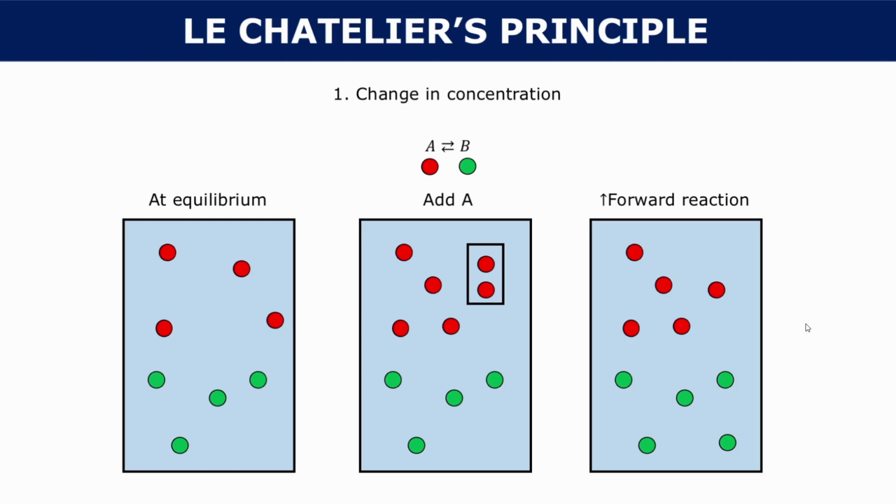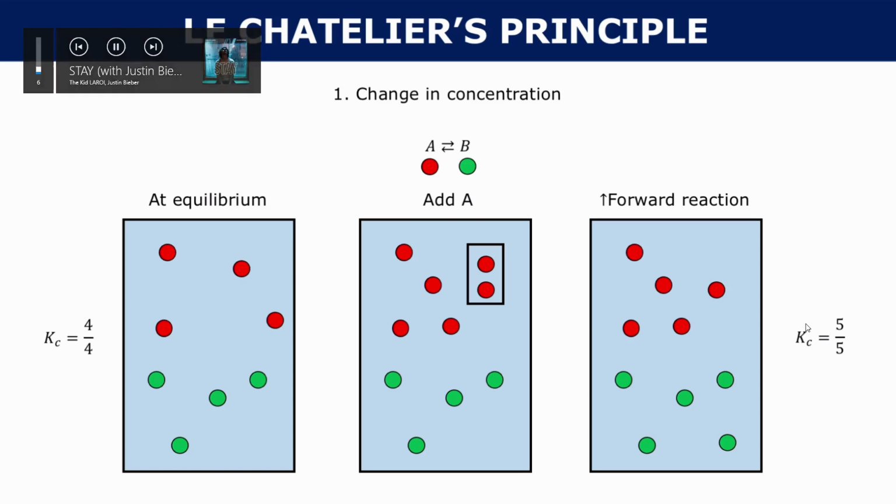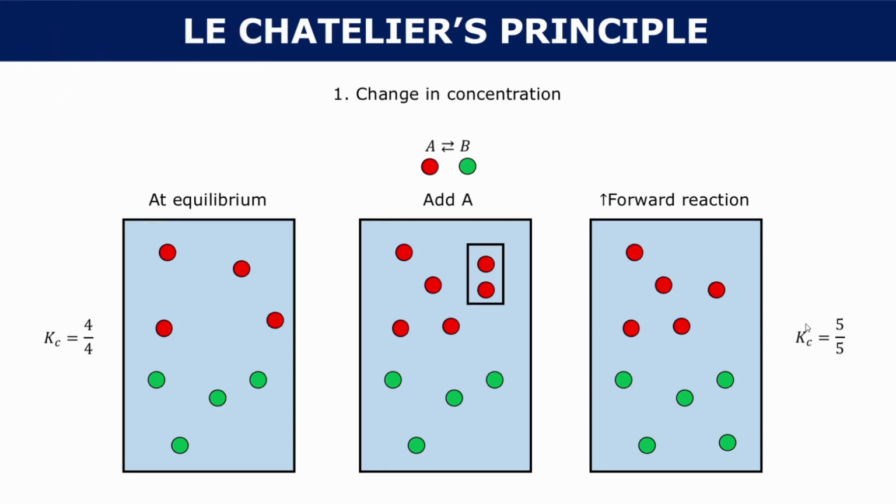But at the end, you'll notice that the Kc value is going to be the same. So really, Le Chatelier's principle, when it comes to a change in concentration, works by making sure that whenever you add a stress, the system works in a way that the equilibrium constant is maintained at the end. So at the start, you have a Kc value of 4/4, and you end off with a Kc value of 5/5. So the system goes back to that exact position in equilibrium, even though you added some stress. In other words, a change in concentration is not going to change your equilibrium constant.